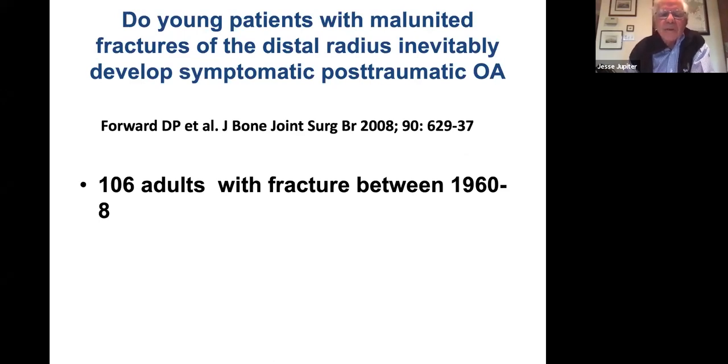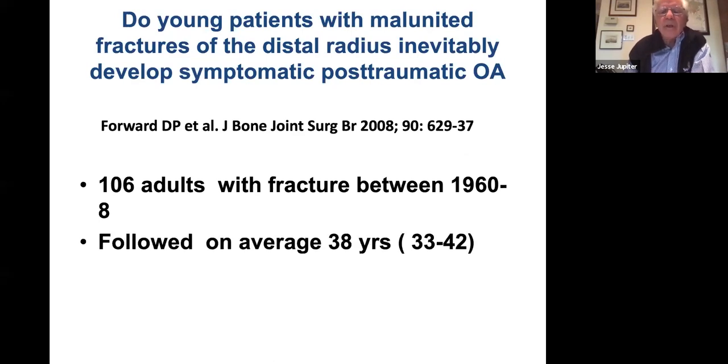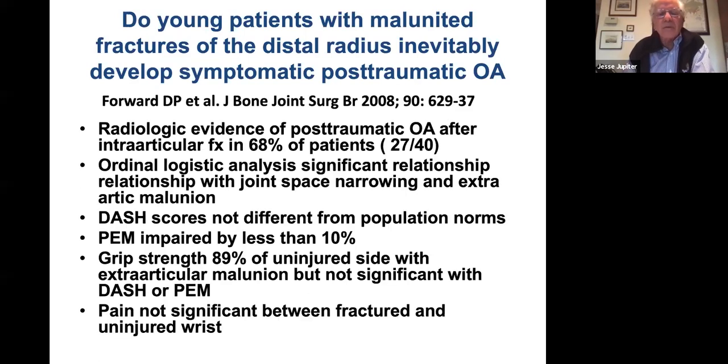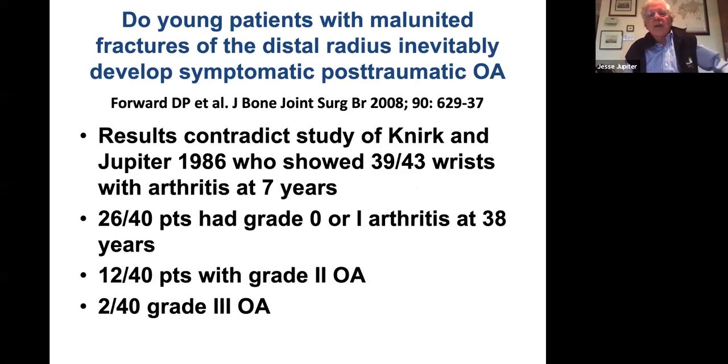Take it a step further. This study from England, where they looked at a long-term follow-up, averaged 38 years in young people, who were then followed 38 years later, all treated in casts. They all had malalignment. They all had evidence, or many had evidence of osteoarthritis, but the DASH scores were not different than population norms, and pain was not so much an issue. So this study challenged the idea that you really had to get an anatomic reduction, even in a young patient.